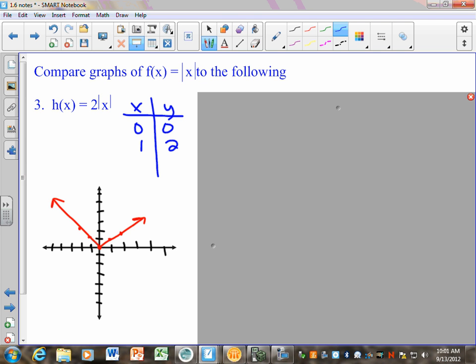You can do this without making an XY chart. Normally, I go over 1, up 1. Since I'm multiplying by 2, I'm going to go over 1, up 2. Normally, I go over 2, up 2. But since I'm multiplying by 2 and I double that, what am I actually going to go up? 4. Just doubling.